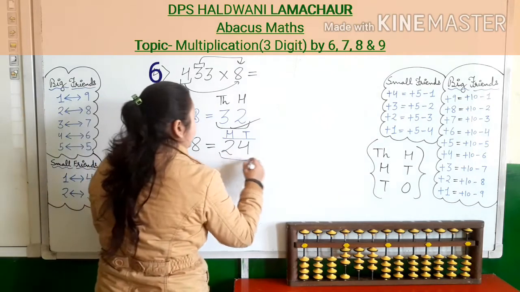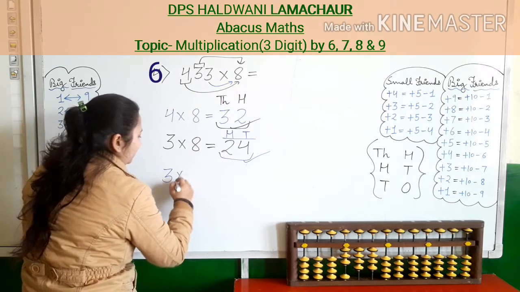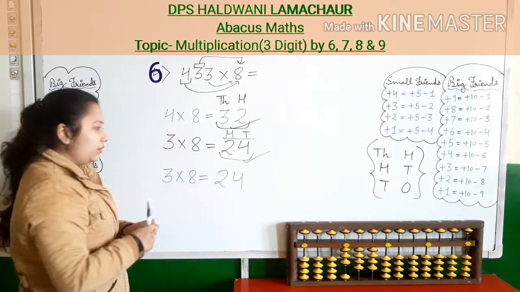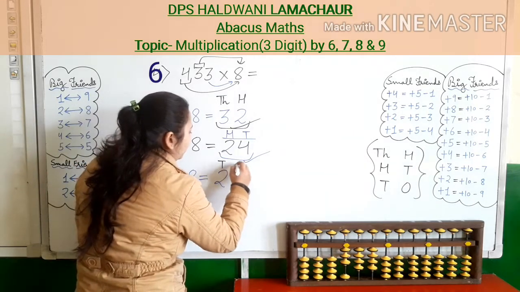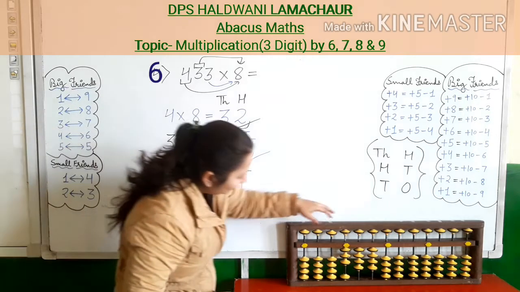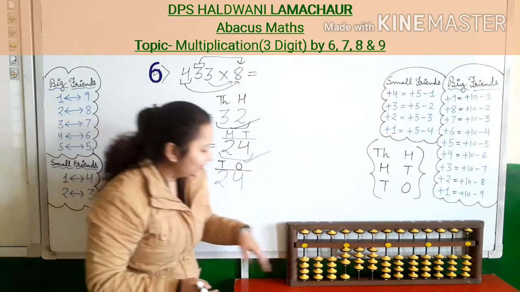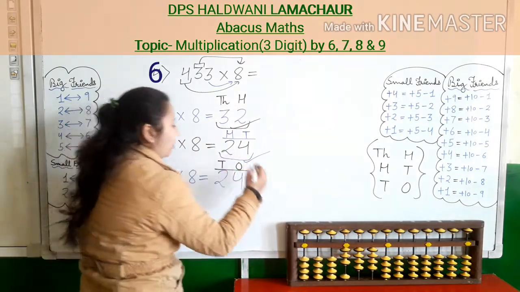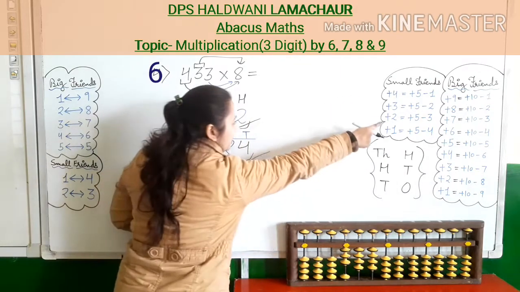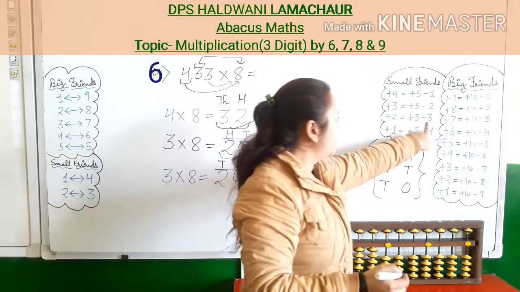And this is done. Now last, multiply this 3 with 8. 8 3s are 24. Now the first number will go in tens and second will go in ones rod. Now you have to add 2 in tens rod. See, 2 you can't add as the bead is not there. So again take the help of small friends. For adding 2, the first number which you will add is 5 and then you have to subtract 3.